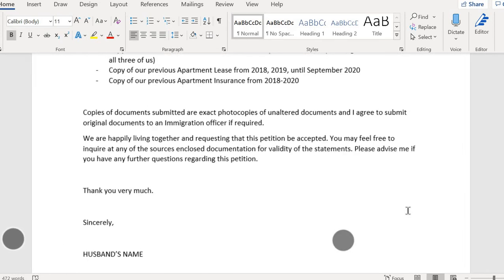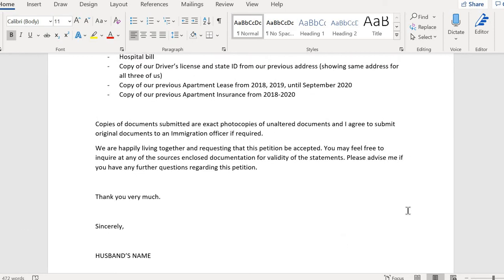So the last sentence here: "Copies of documents submitted are exact photocopies of unaltered documents, and I agree to submit original documents to an immigration officer if required. We are happily living together and requesting that this petition be accepted. You may feel free to inquire at any of the sources of enclosed documentation for validity of the statements. Please advise me if you have any further questions regarding this petition. Thank you very much, sincerely," and then your husband's name and his signature here.